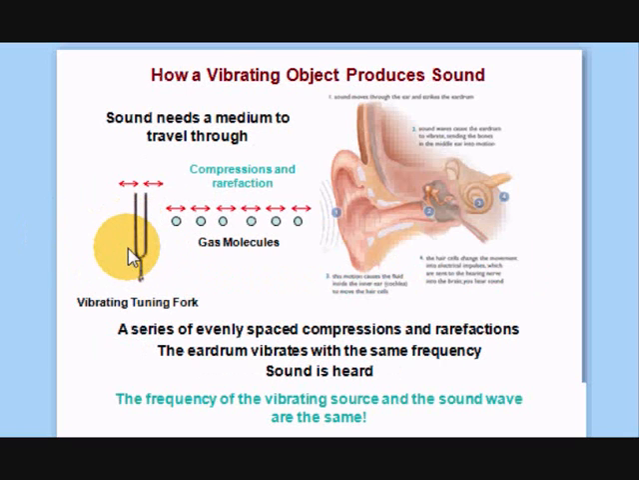Nothing too difficult here. We've got our vibrating tuning fork. It causes a vibration of the gas molecules between the tuning fork and the human ear. What happens is that the vibrational energy from the tuning fork passes through the air and into the ear, and it causes the eardrum to vibrate. This causes a mechanical effect, and so you get the effect of sound, which is then interpreted in the brain.